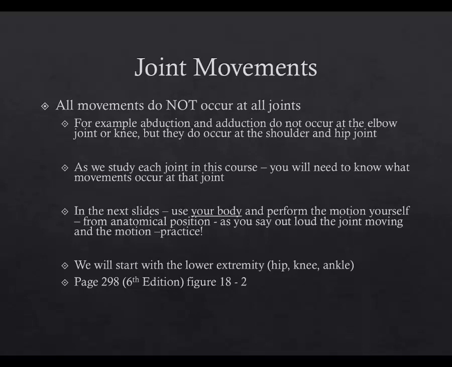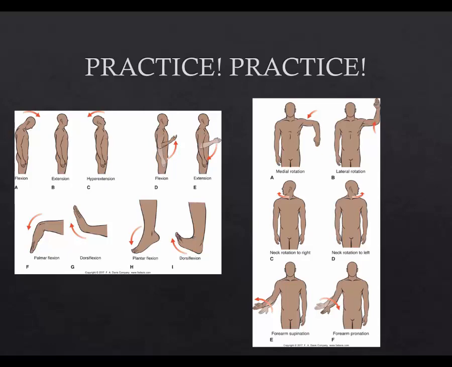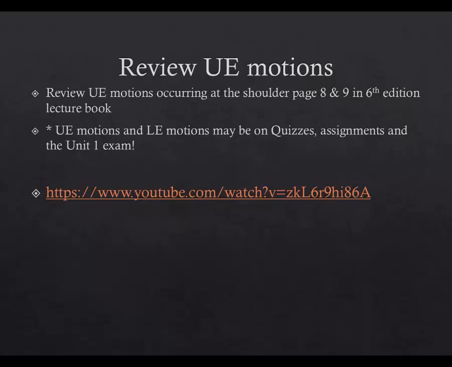Starting with the lower extremity, hip, knee, and ankle. In the 6th edition of the book, it's on page 298, and it's figure 18.2. I didn't actually post that on this particular slide, but you can find it in your book. These are a continuation of upper extremity, one lower, shoulder, neck, and feel free to pause at any time and go through and practice these motions. And again, I have attached another link to a YouTube video that gives demonstrations of each of these motions.